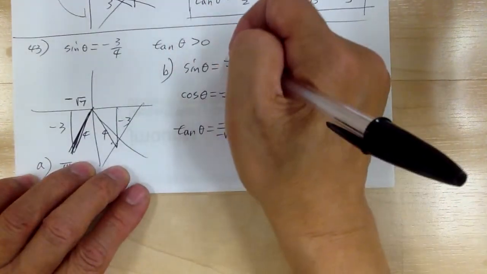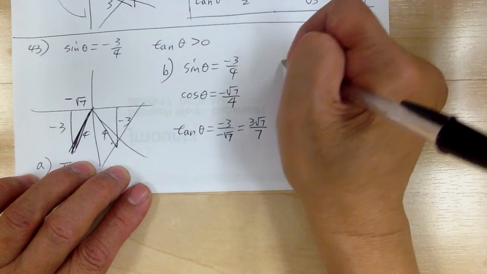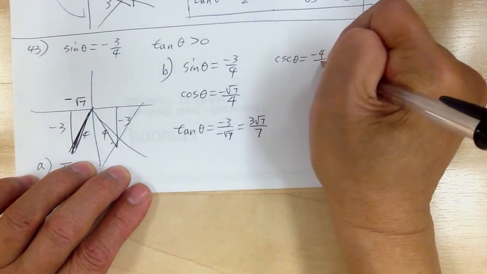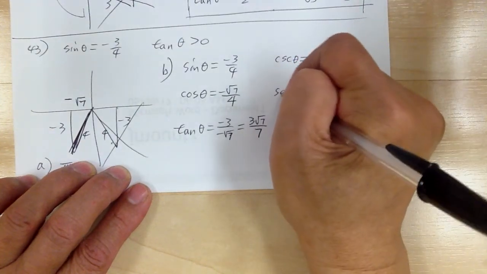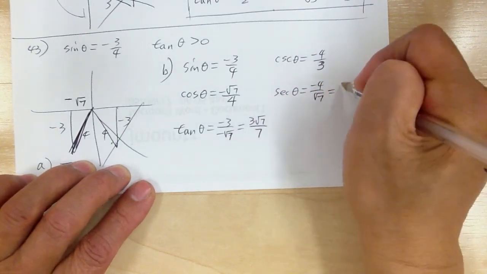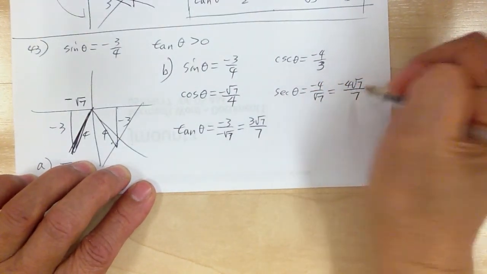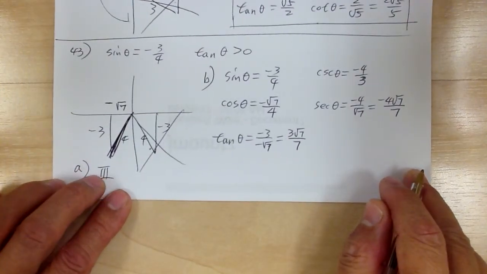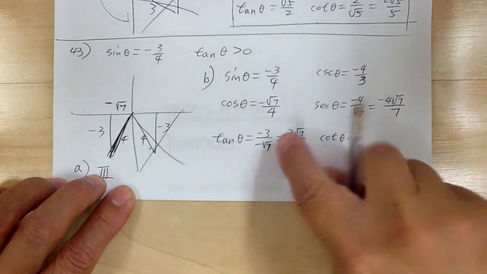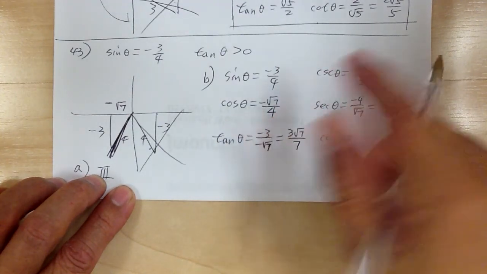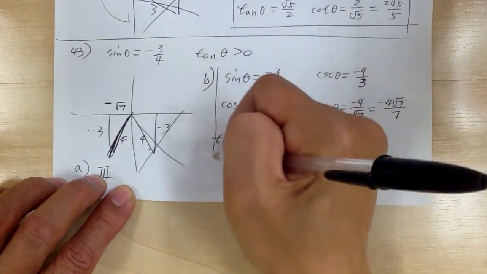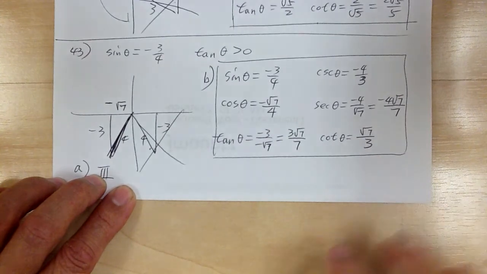Okay. And once you get the 3 primary, you can get the 3 secondary. So for sine, you get cosecant. So flip upside down, you get negative 4 over 3. And secant, flip upside down, you get negative 4 over square root of 7. This will give you negative 4 square root of 7 over 7. Okay. And then the cotangent, you flip. It's easier if you flip this one upside down. So this will become square root of 7 over 3. And this will be it.